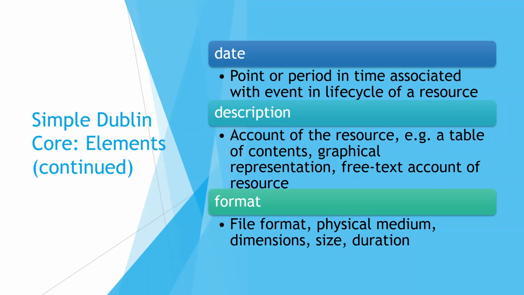And so the date is a point or period in time associated with the event and life cycle of a resource. The description is a free text field, and that's the account of the resource. In other words, a table of contents, graphical representation, or free text account of resource. And then the format is a physical medium or the dimensions. So that's file format, physical medium, dimension, size, or duration.